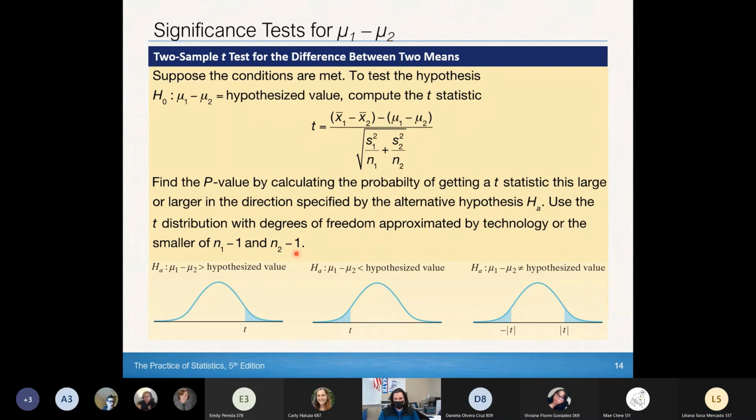When you use technology, when you use your calculator, you will get a specific p-value. Usually, regardless of the method you use, you should come to the same conclusion when you wrap it all up over your 4-step process and state your conclusion based on the given significance level, right? Alpha equaling 0.01 or 0.05. Both methods will get you the same result if things have been done properly.